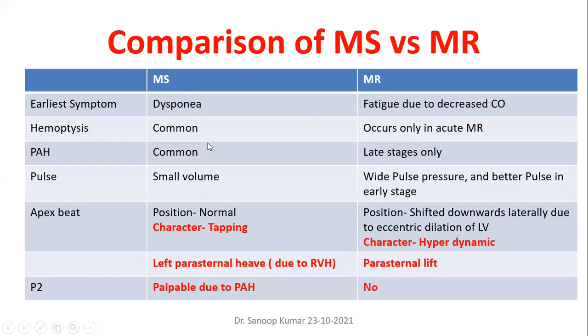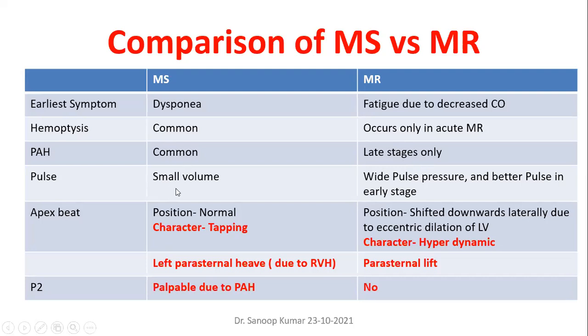Hemoptysis, I told you, in mitral stenosis is common. Pulmonary artery hypertension is common in mitral stenosis. While in mitral regurgitation, I told you hemoptysis occurs only in acute MR. That is, if you have a very acute sudden MR, even that happens only in case of chordae tendineae rupture, like in post-coronary artery disease, post-ACS mitral regurgitation. Only in that case will you have hemoptysis. Otherwise, hemoptysis is rare in mitral regurgitation. And pulmonary artery hypertension happens in mitral regurgitation only during the late stage. While in mitral stenosis, pulmonary artery hypertension, hemoptysis, and dyspnea are very common.